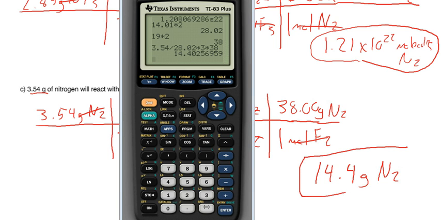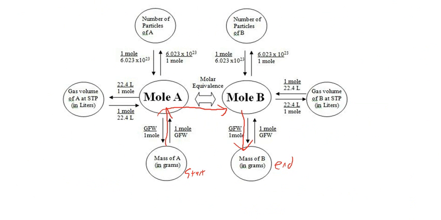So that's all this really is. Stoichiometry is just making sure your equation is balanced, making sure that you first convert to moles. Wherever you are, make sure you're going to moles, and then once you're in moles, convert to the other substance and continue simple mole conversion to whatever you need.